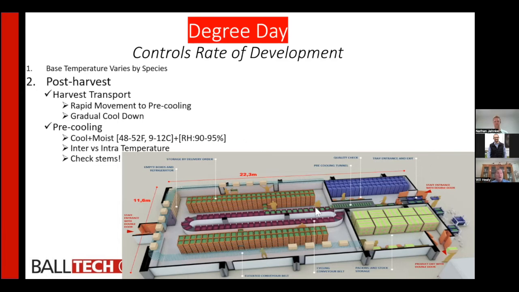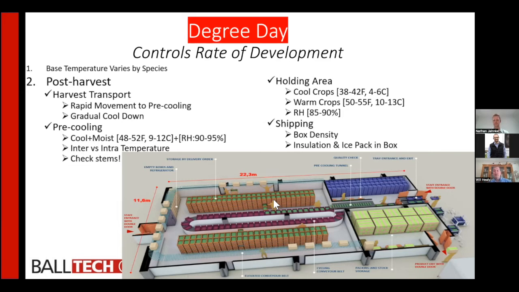But they run them through it and then put them into a holding area where they will have cool crops that they're maintaining around 38 to 42 degrees Fahrenheit, and then the warm crops, which are at 50, 55 degrees. Like poinsettias do not do well in a cool chamber, but they will store very well in a warm chamber. And then, of course, the relative humidity is high so that they're not drying these cuttings out. Very important.